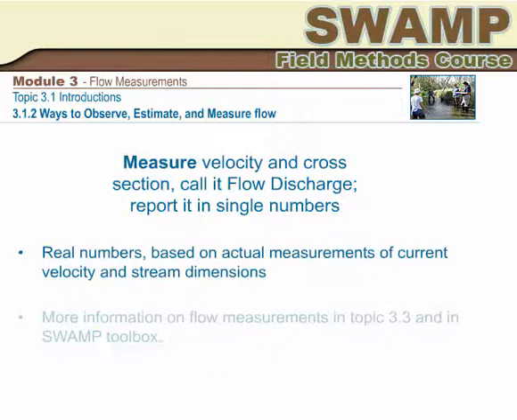Stream flow can be calculated based on the water level you can read on the staff gauge, if you have an established discharge rating curve for that location. Take a look at the flow information paper in the SWAMP toolbox, or on your CD for more details. The rest of this module is focused on this third option, flow discharge measurement.